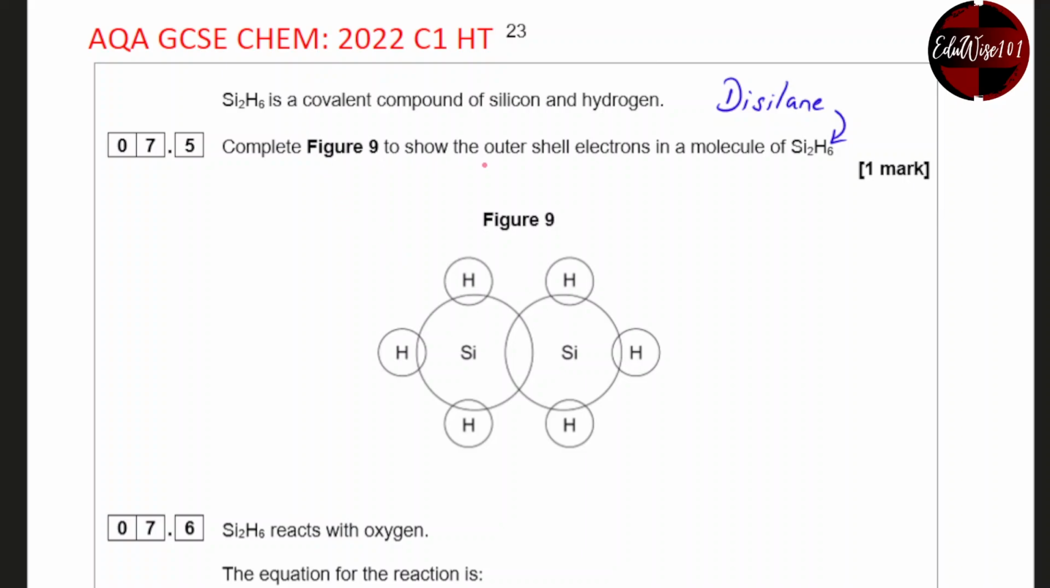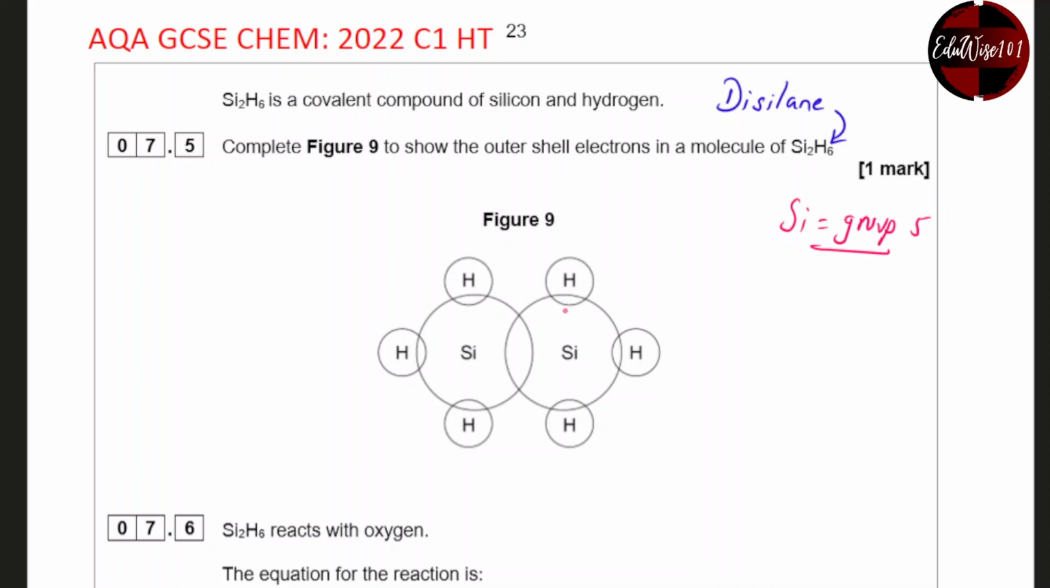Complete figure 9 to show the outer shell electrons in a molecule of SiH6. Now silicon is in group 5. You can use a periodic table, or you can work it out from here itself. Let's say this part is actually full. Silicon is trying to bond with 3 other hydrogen atoms, so it's sharing. It should have 5, so it can have 3 more.